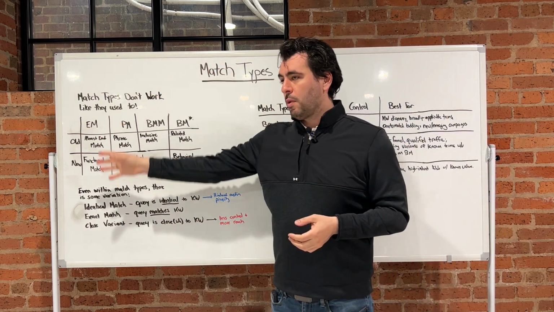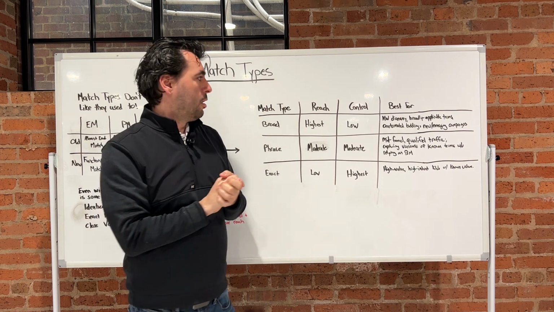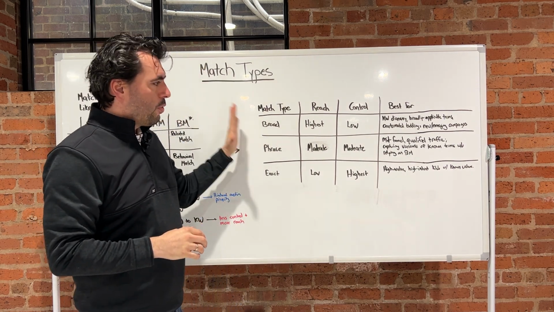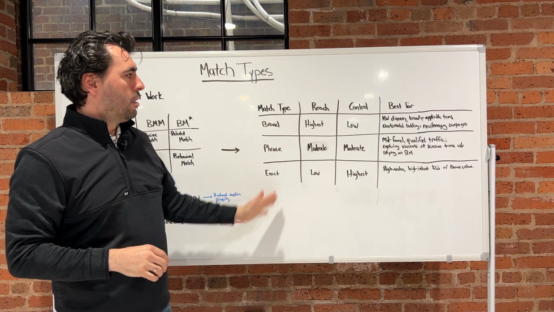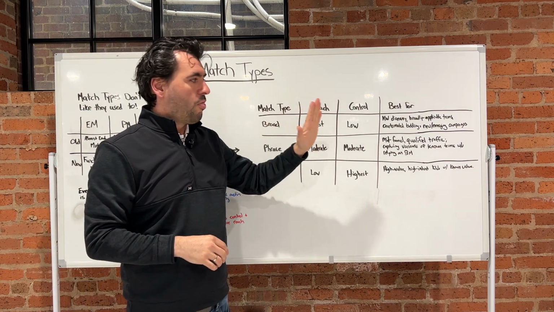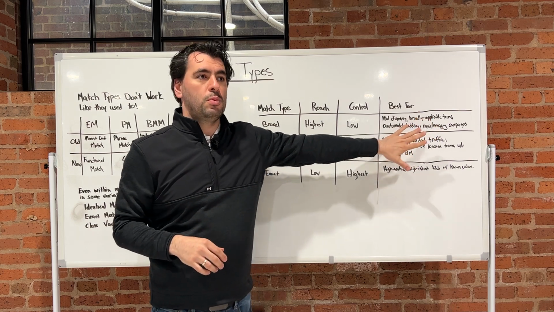So all of this leads to a thing of, okay, well, which one should I use and for what? So let's talk about that, right? So I have our 3 in-use match types: broad, phrase, exact, the reach that each one will get you, the level of control it gives you, and where you should think about using it.